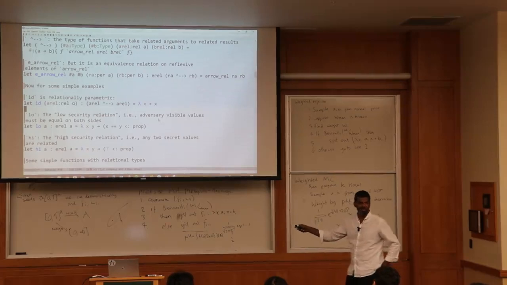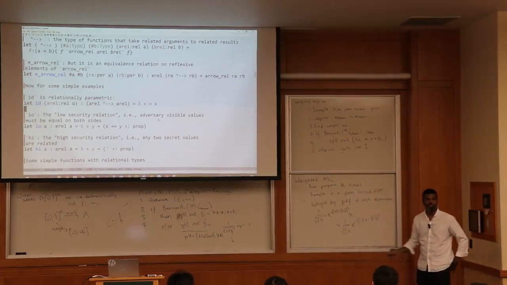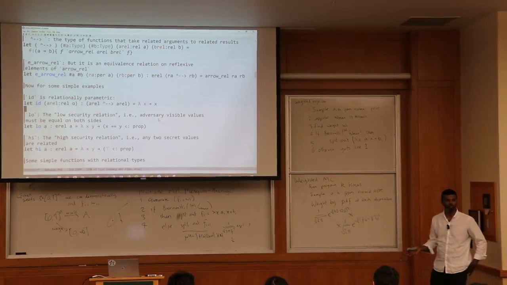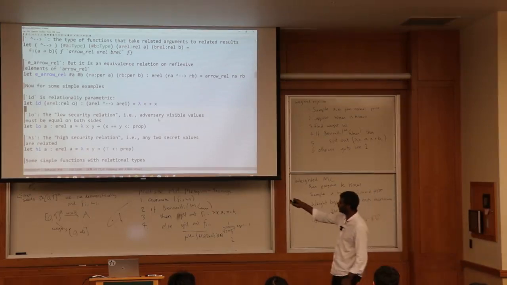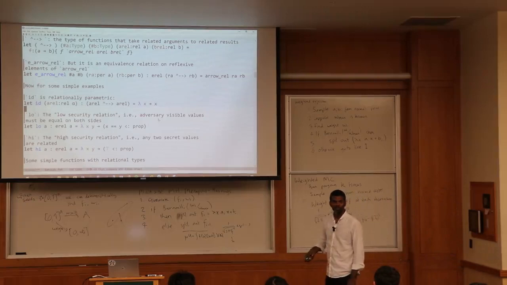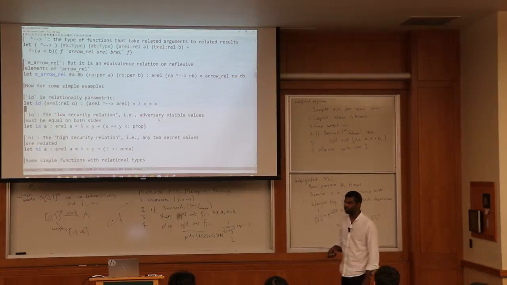Okay? That's the classic relational interpretation of types that you get from Reynolds and so on. And this is internalizing that in this style. Okay? Any questions about that?